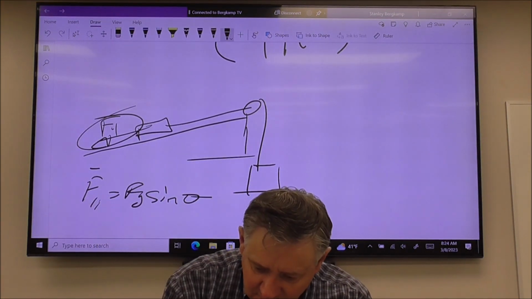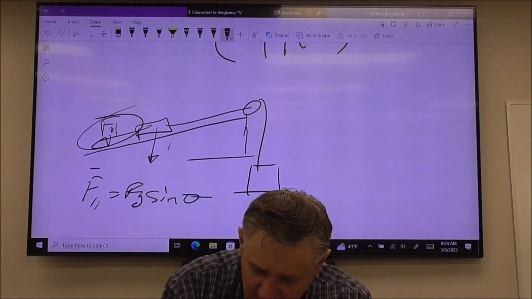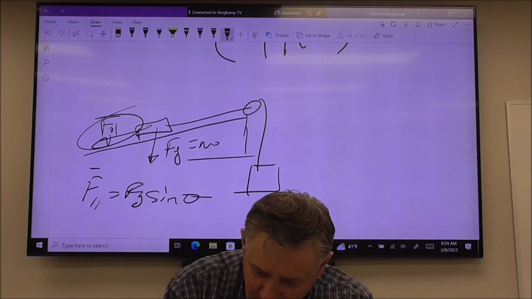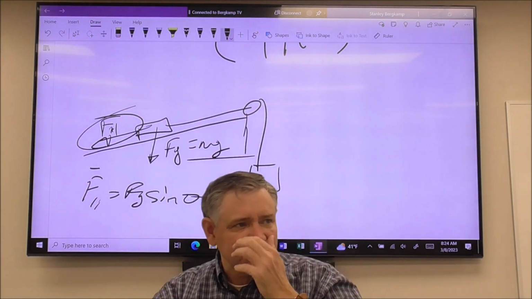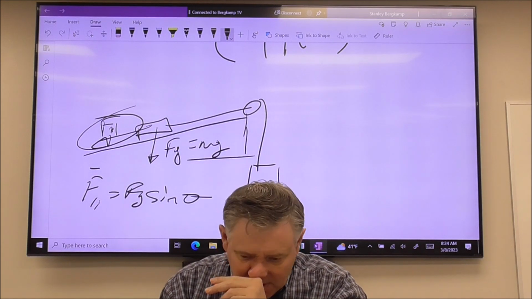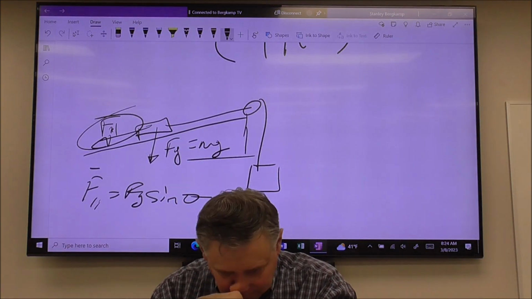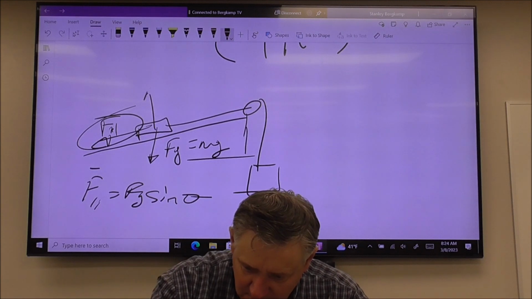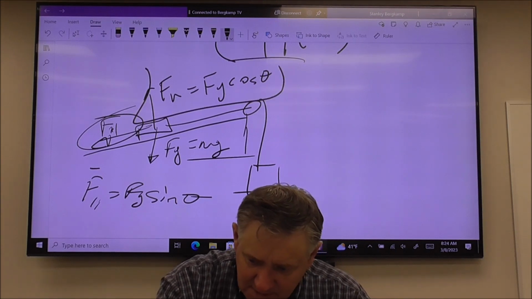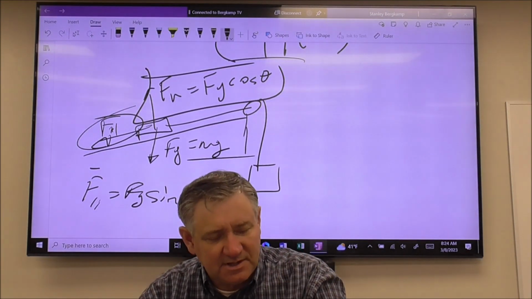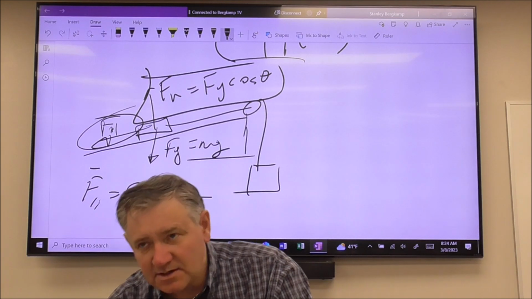It's always going to act down. Miss Elliott, what's another one? Force gravity. Which always acts straight down. And that's just mg, okay? Basic run-of-the-mill thing. It's just mg. So what's the third one? Force normal. Force normal is Fg cosine theta. Do not forget the cosine theta part of this. And also, Dora, make sure when you come into this room, make sure your calculator is not in radian mode.